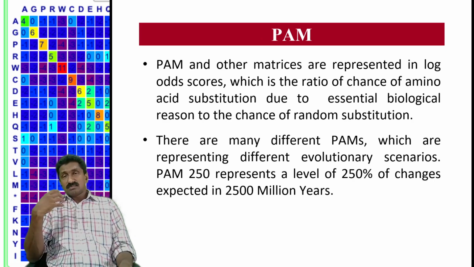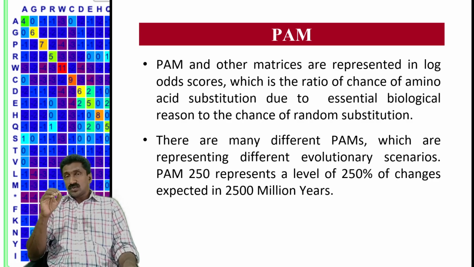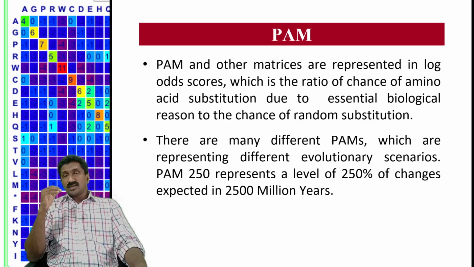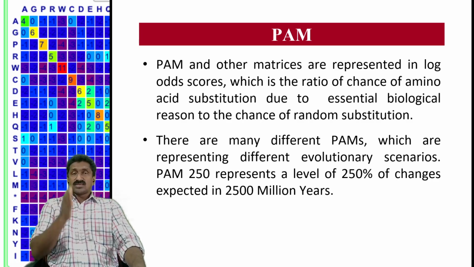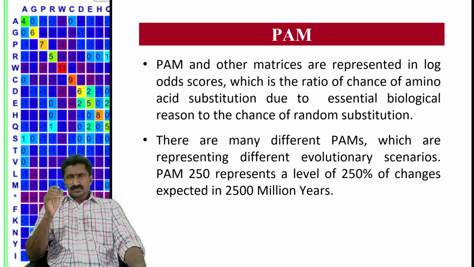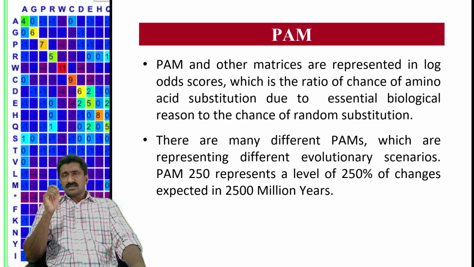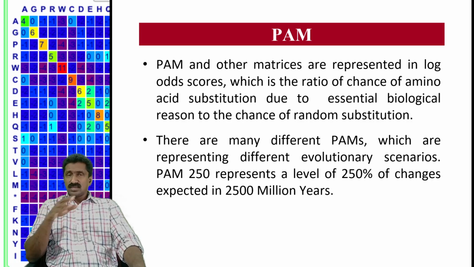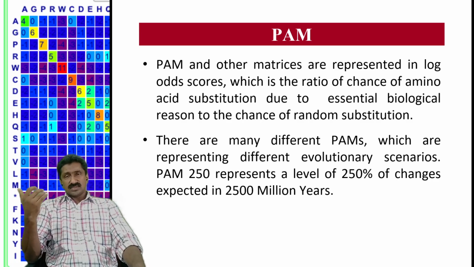So PAM and other matrices are represented in log odds scores, which is the ratio of the chance of amino acid substitution due to an essential biological reason to a chance random substitution. So you need to differentiate between chance or random substitutions and the essential biological mutations. And there are many different PAMs which represent different evolutionary scenarios, like PAM 100, PAM 120, PAM 50, or PAM 250, etc.